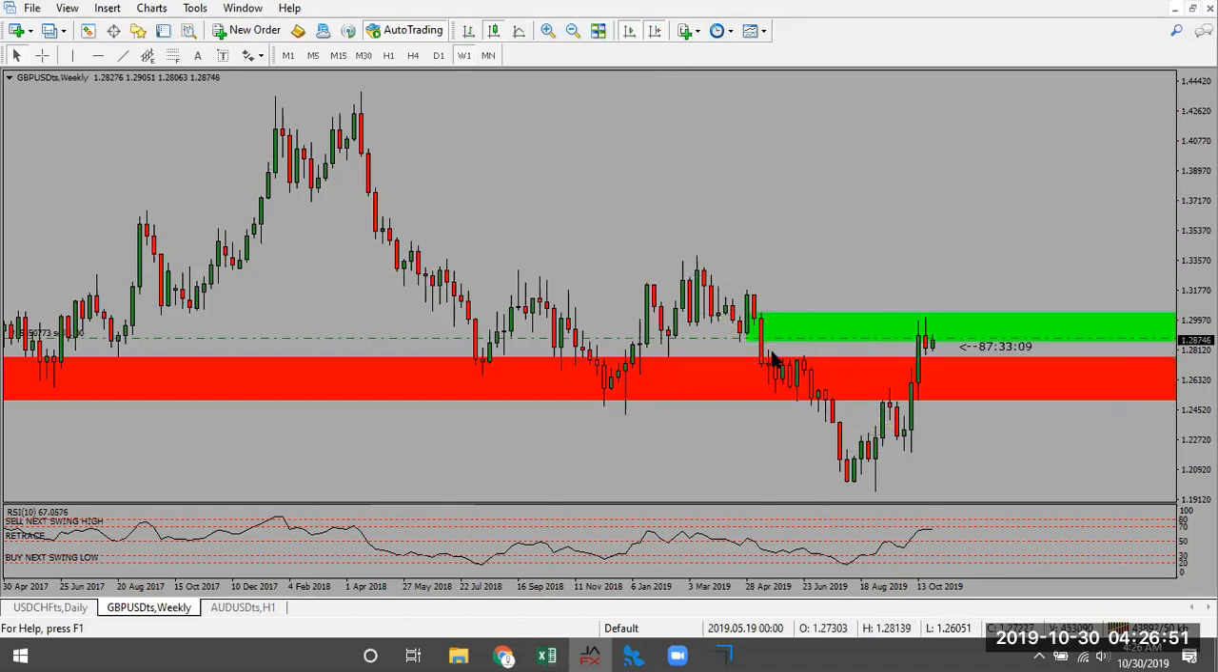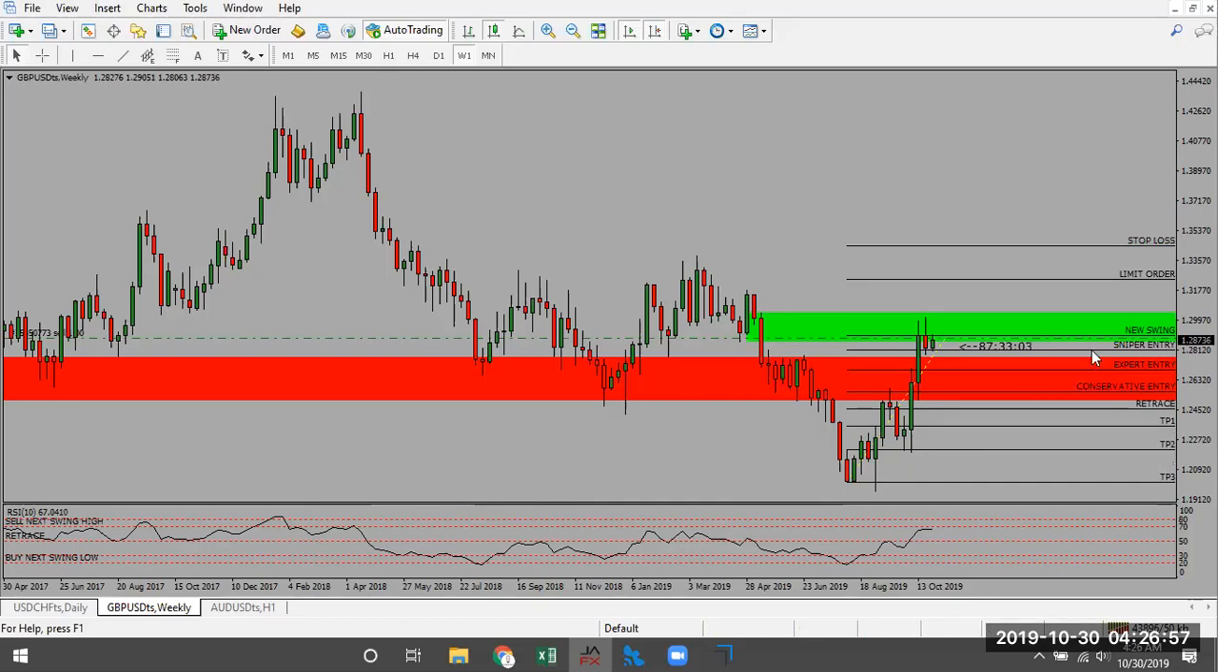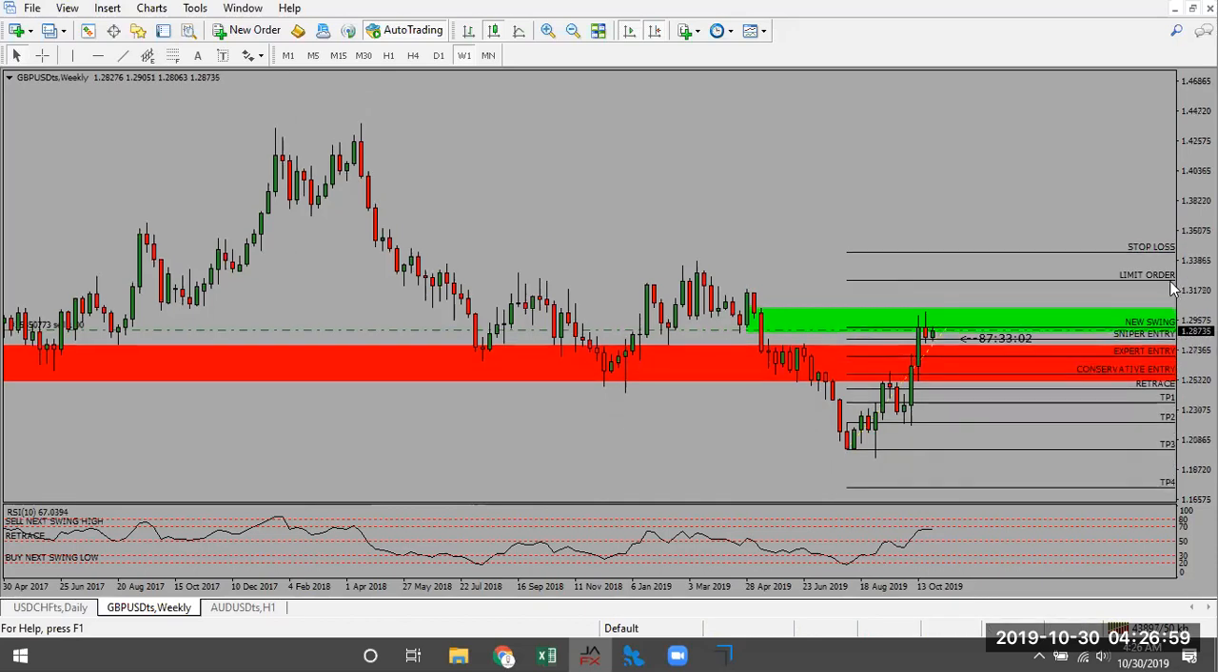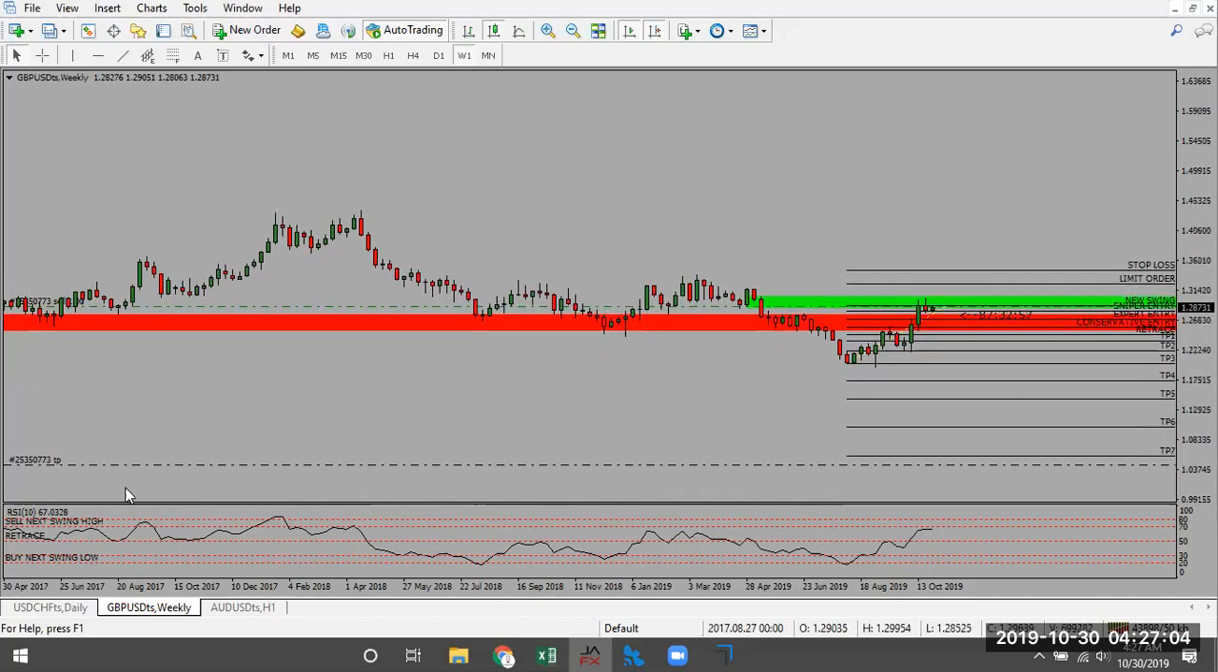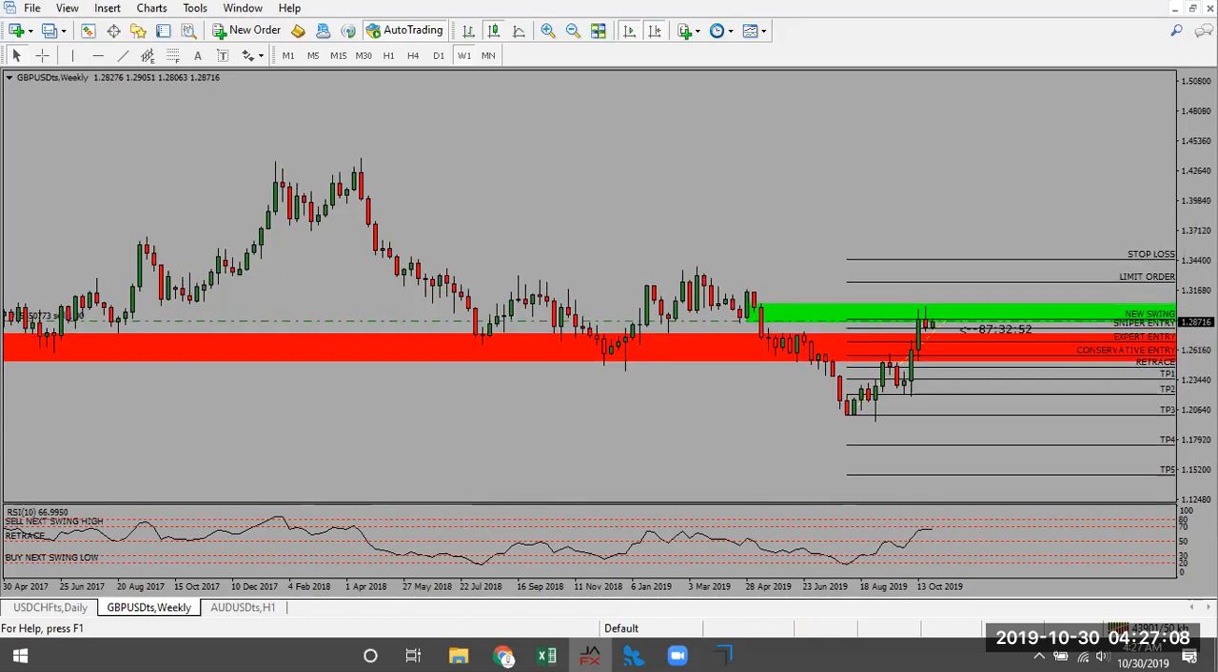Now look at this rally. Here we have another rally. Again, TPs become new swings. So if we draw a new swing like that, now we're looking at something like this. Notice how my TP still falls at one of my Fibonacci TP levels.